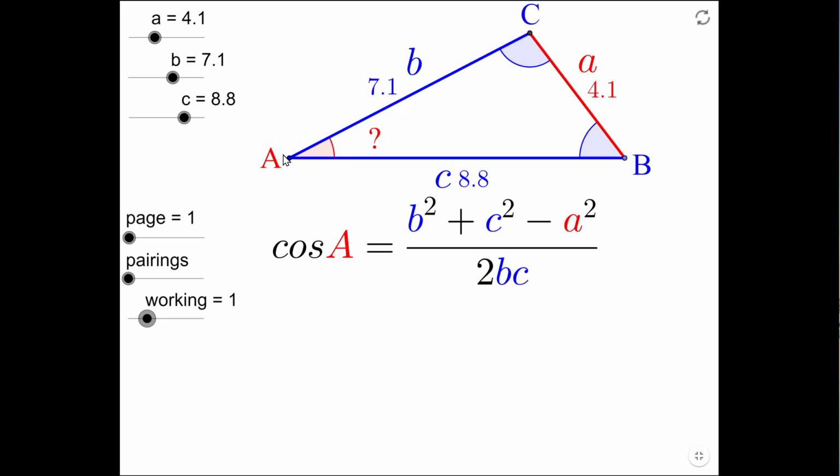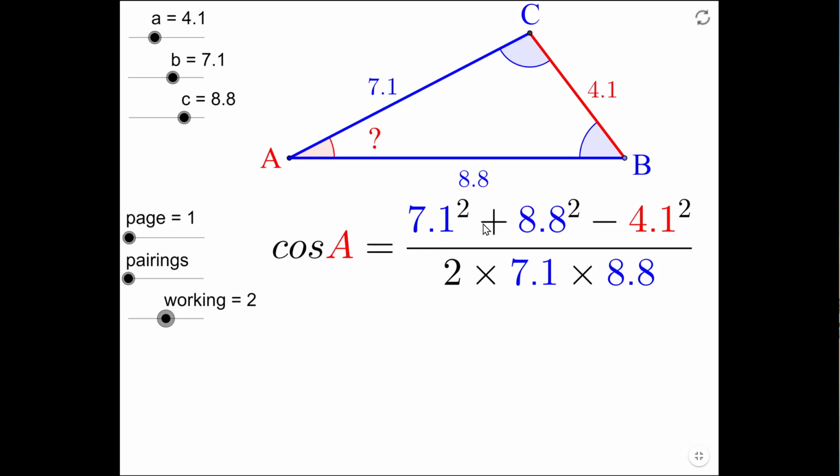So the thing to note about this is, if you're calculating A, side A is the odd one out and it only appears once as a minus A squared. So you kick off using the other two lengths. It doesn't matter which goes first. So it doesn't matter whether you do 7.1 squared plus 8.8 squared. The important thing is they're flanking the angle you're calculating. They're at either side of the angle you're calculating. Once you have them both squared and added to each other, you will then subtract the opposite side to the angle you're calculating, which is 4.1 squared.